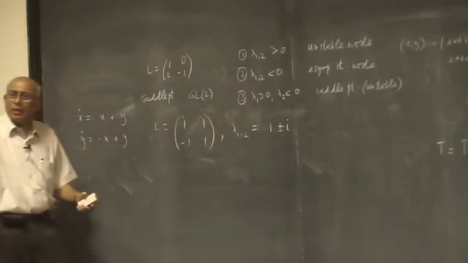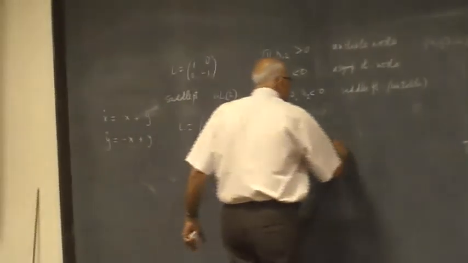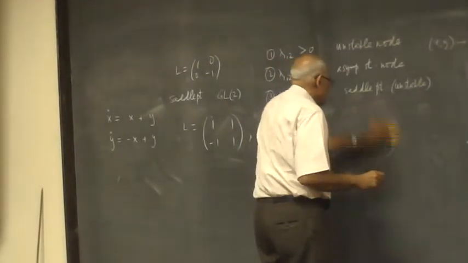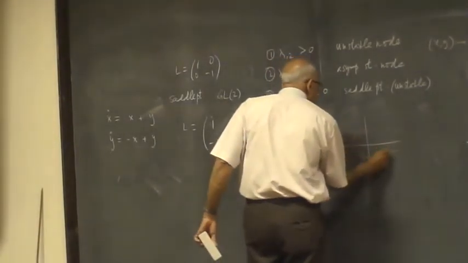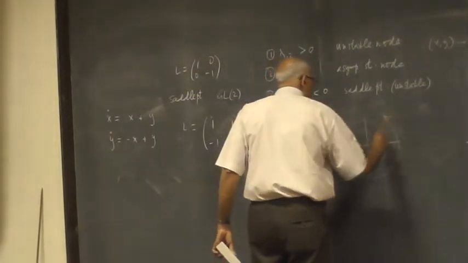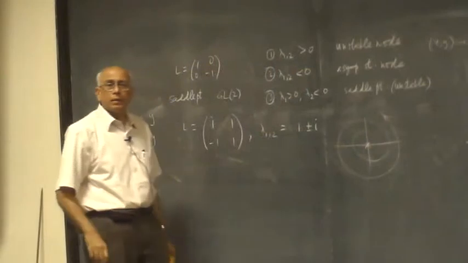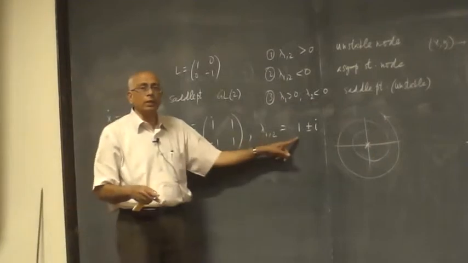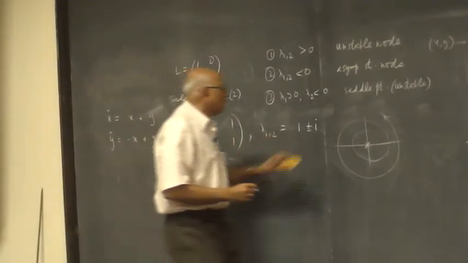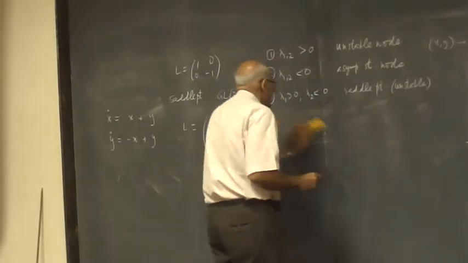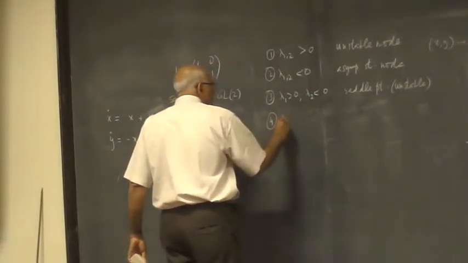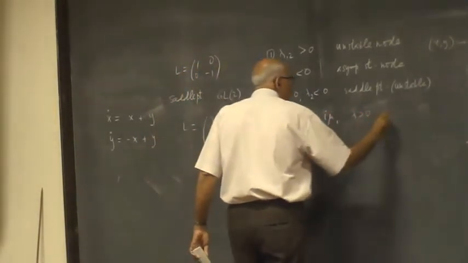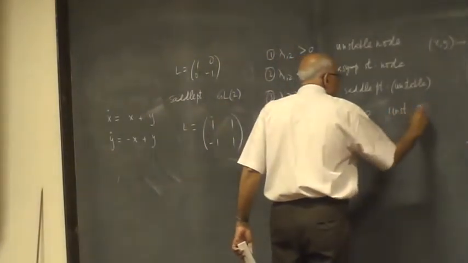Therefore, they would sort of spiral round, and what would it look like near the origin? It would spiral away, because the real part is positive, so the flow lines would look like that. This would be unstable. Both x and y would oscillate because of the cosines, with increasing amplitude because of this e to the t. And this therefore corresponds to lambda 1, 2 equal to lambda plus or minus i mu with lambda greater than 0. This is an unstable spiral.